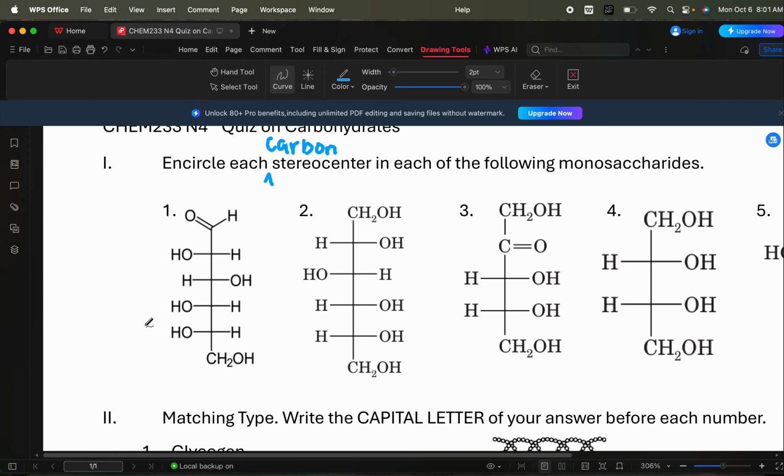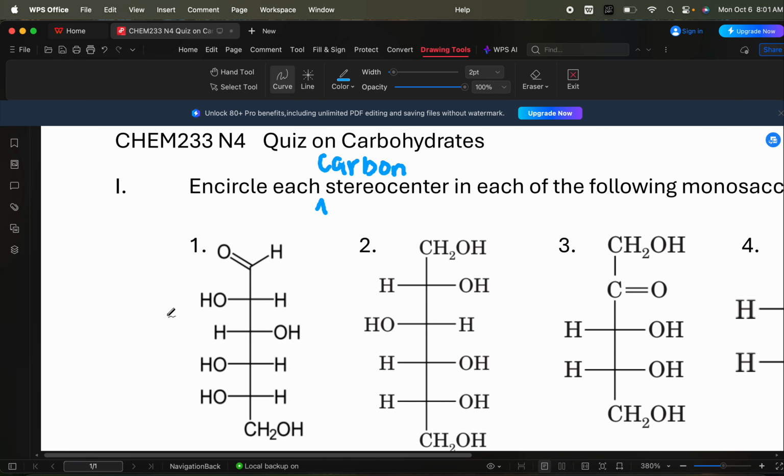So, one of our major criteria for whether or not a certain carbon is a stereocenter is that each of its substituent groups or atoms connected to that carbon is unique. So, there are no parallel or double bonds present for it to be considered a stereocenter. Let's start with number 1. So we have here, let's count the number of carbons. We have 1, 2, 3, 4, 5, 6. So this is a 6 carbon molecule.